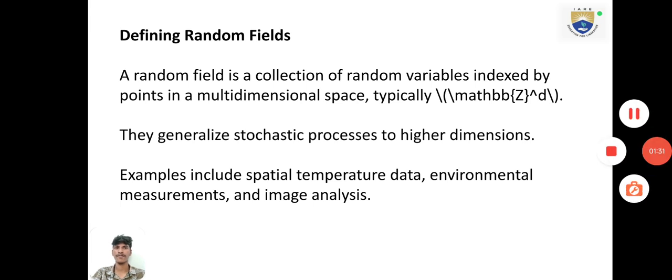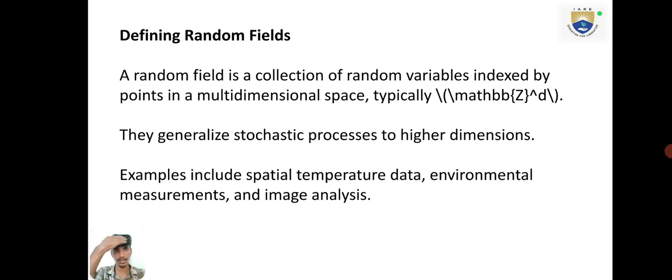Defining random fields. A random field is a collection of random variables indexed by points in a multidimensional space. They generalize stochastic processes to higher dimensions. Examples include spectral temperature data, environment measurements, and image analysis.